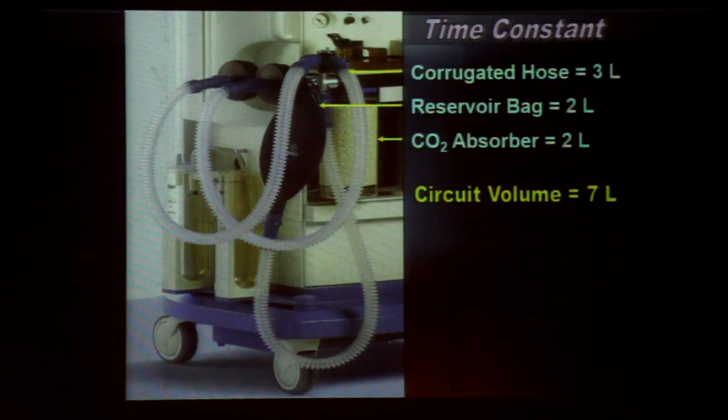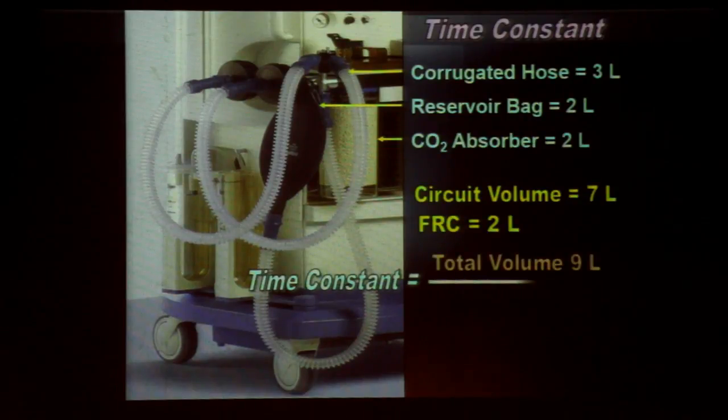So to understand, I'll just give you an example here. Now look at the circuit. The corrugated hose has a capacity of 3 liters. The reservoir bag has 2 liter capacity. Circle absorber has 2 liter capacity. So the total circuit volume is 7 liters. Right? Now the FRC of the patient is 2 liters. So the total volume is 9 liters.